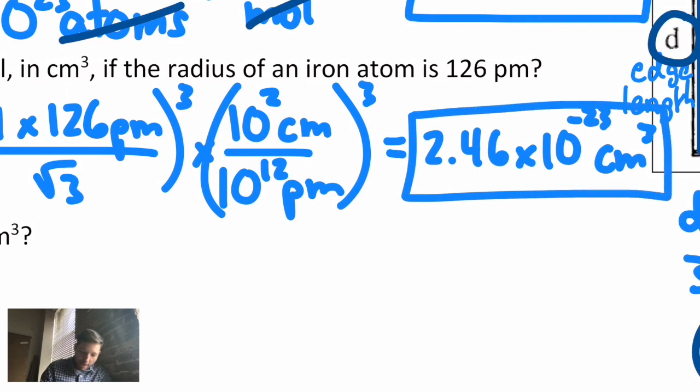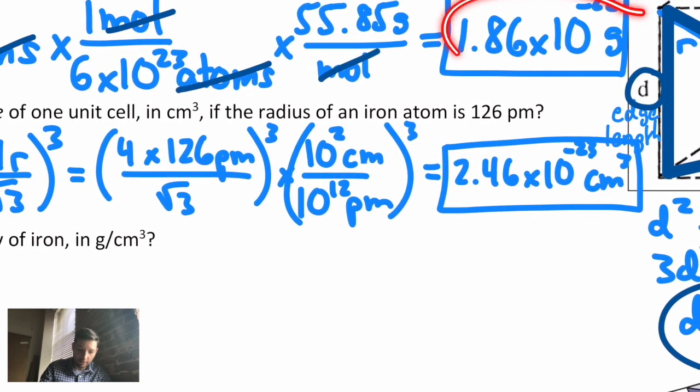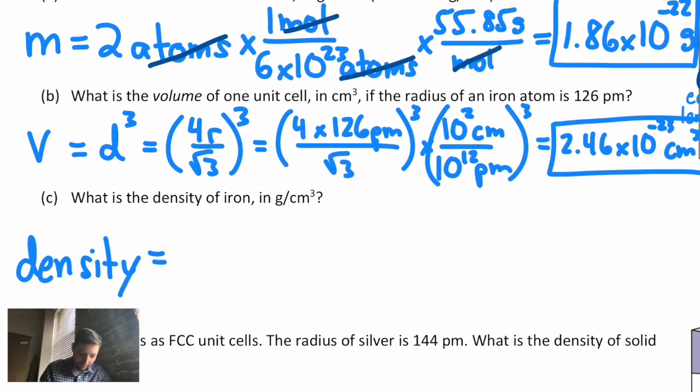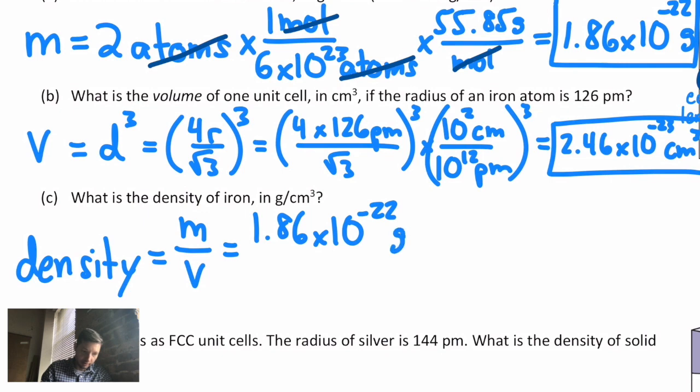So that was our mass of iron atoms in the cube, and then we have our volume of iron atoms in the same cube. Now let's get the density. I'm going to write out density so I'm not confused with d, which is the edge length. Density is the mass over the volume, and we have the numbers we just solved for above: 1.86 times 10 to the negative 22 grams divided by 2.46 times 10 to the negative 23 cubic centimeters.